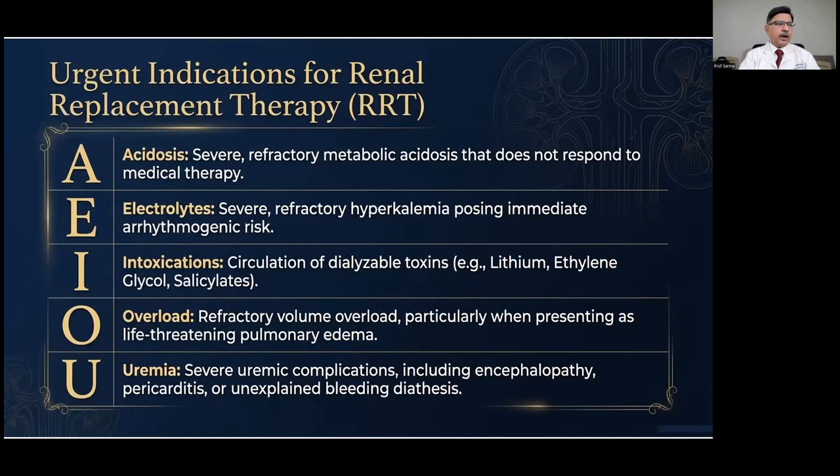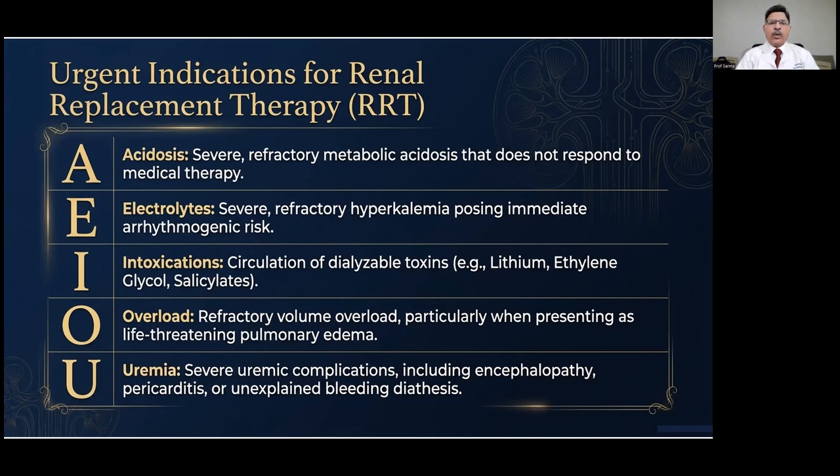Now, to come to the urgent indications for RRT. What are the urgent indications of RRT in a patient with AKI? AEIOU, the vowels. A, acidosis: severe refractory metabolic acidosis that does not respond to medical therapy. E, electrolytes: severe refractory hyperkalemia posing immediate arrhythmogenic risk. I, intoxications: circulating dialyzable toxins like lithium, ethylene glycol or salicylates. Then you dialyze and remove the toxin.